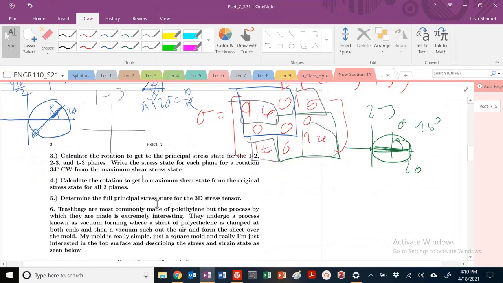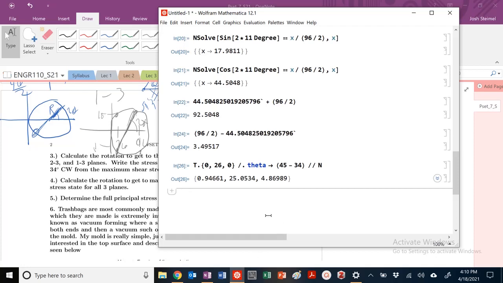Now, what about 1, 3? There always has to be a hard one, right? So we have 96, we have 26, we also have 15, 15. So I need to figure out first, I'm going to have 4 points. So I'm initially not in my principal stress state. So I need to figure out what's this 2 theta to get to my principal stress state. What is that rotation? Well, I can do that pretty straightforward.